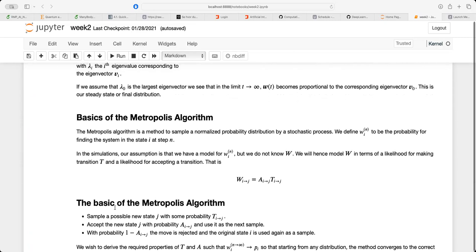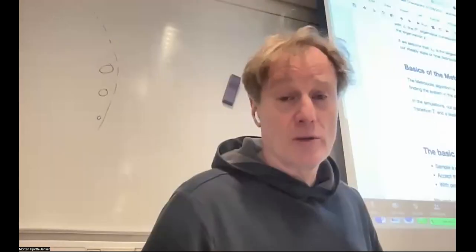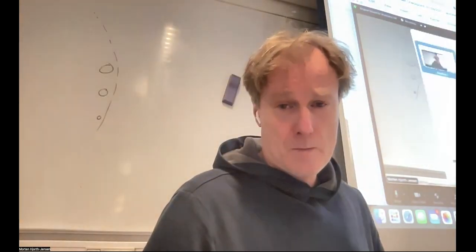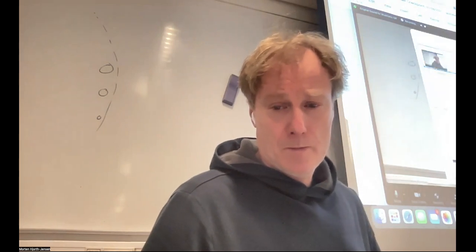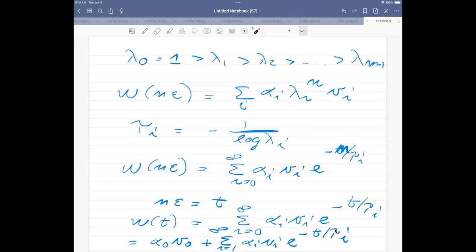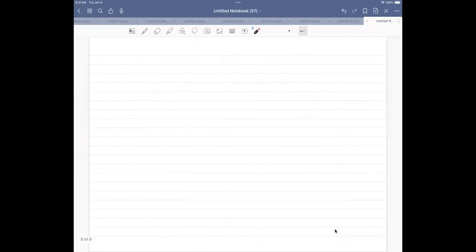And now what I wanted to do, since we don't know this transition probability, is to introduce the Metropolis algorithm so that we can actually sample in a meaningful way. So let me switch back to the whiteboard. And now what we are going to look at is the Metropolis algorithm.